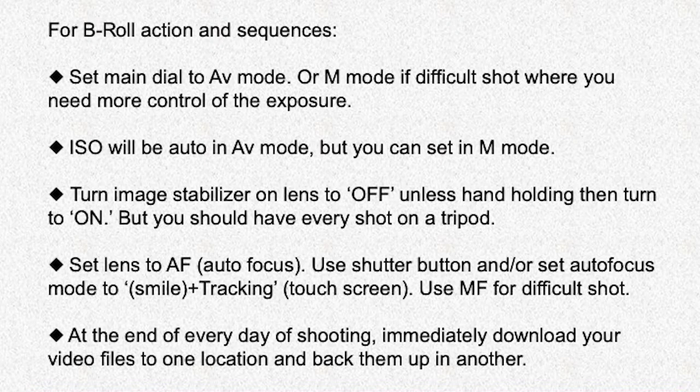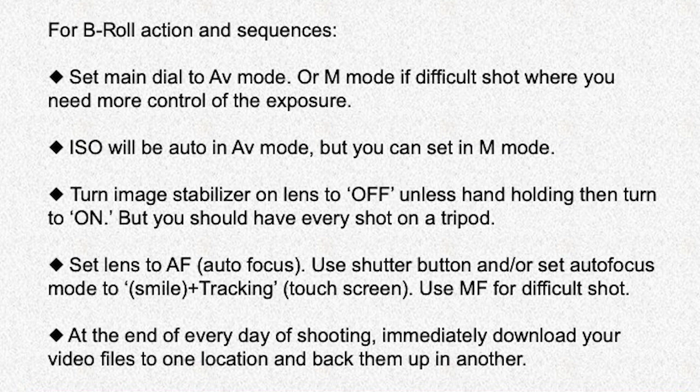In shooting the B-roll and action sequences, my recommendation is you're going to set your main dial to the aperture priority mode, AV mode. Sometimes, of course, you can still use the M or manual mode if it's some more difficult things to shoot. For example, if you really need to be much more in control of the light, if it's overexposing or underexposing in the aperture priority.